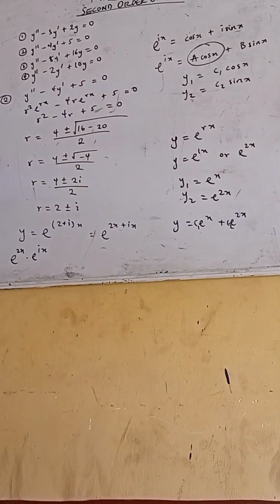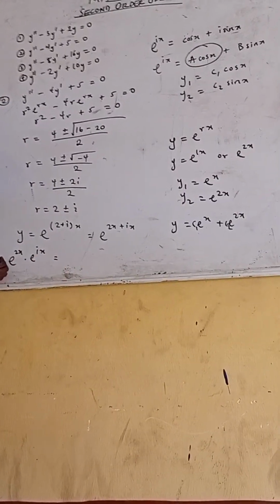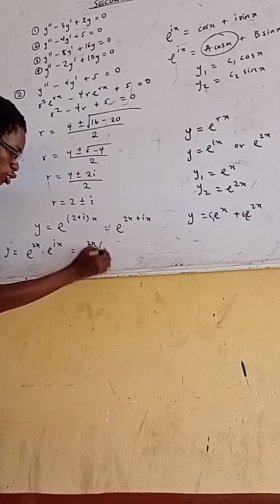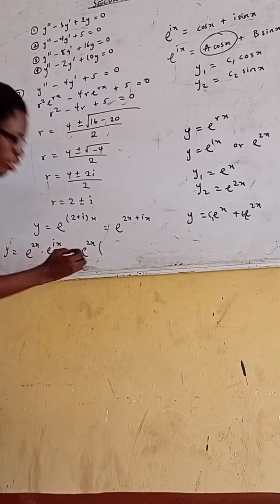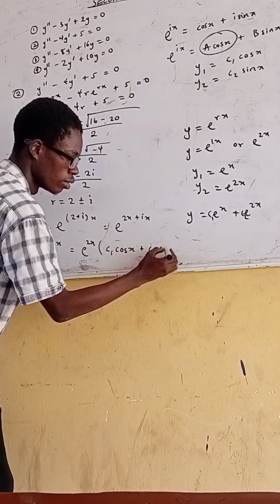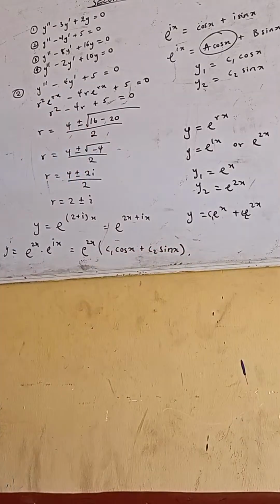So we now go back to this and say our y equals this. It means it's equal to e raised to power 2x times the bracket c1 cos x plus c2 sin x, and that's all. That's the solution of our ODE.